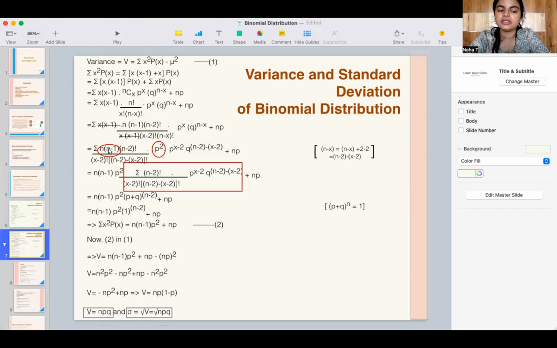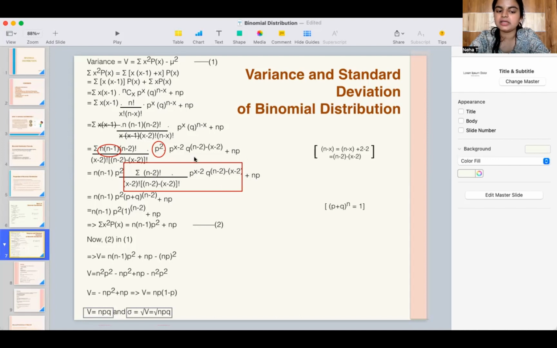So now it becomes n into n minus 1, n minus 2 factorial, p square. That time we did it as p into p power x minus 1. Here we'll do p square into p power x minus 2. So p power x minus 2. And then we have q, with n minus x replaced as n minus 2 minus x minus 2, plus np. Here also we'll do the same. Then we'll group n into n minus 1 into p square. We'll group this, and the remaining part we'll group over here, plus np. np will be over here.